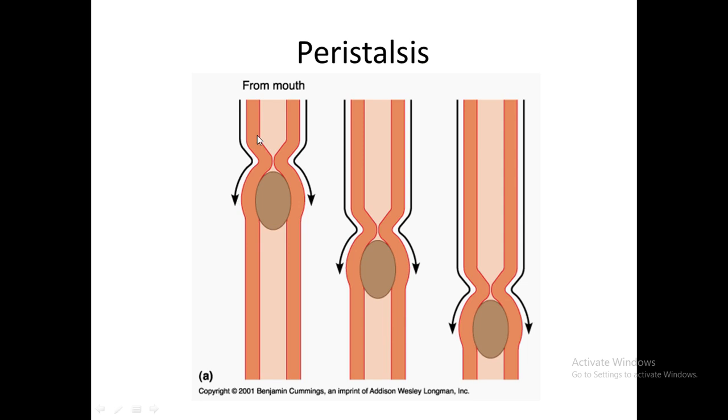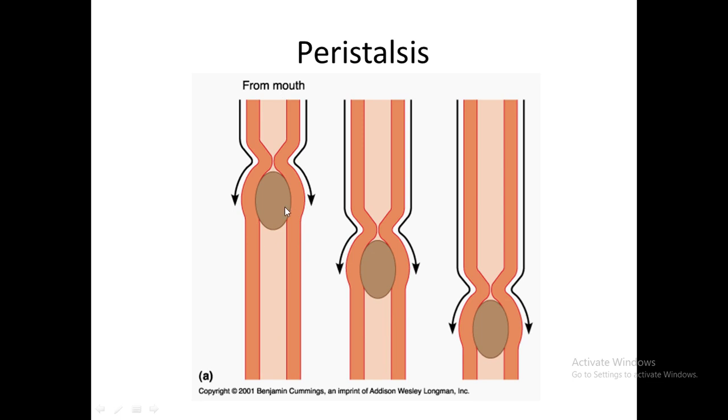From the mouth the food goes down, so the food will move down like this. The front portion of the esophagus, or the tube, will increase in size, and the back portion will shrink. So it will push the food to move forward.